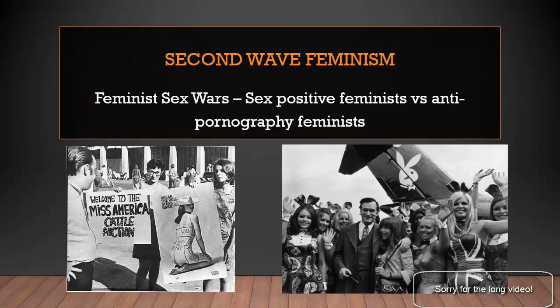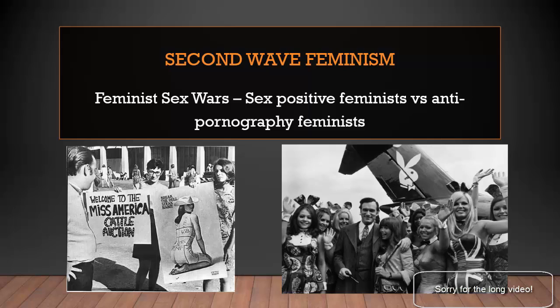And a lot of that was really focused on, there was a lot of struggle within the feminist community between those that were sex positive feminists and those that were anti-pornography feminists. At this time, we're looking at Miss America becoming more and more promoted, and we start seeing other things like the pornography industry really taking off.